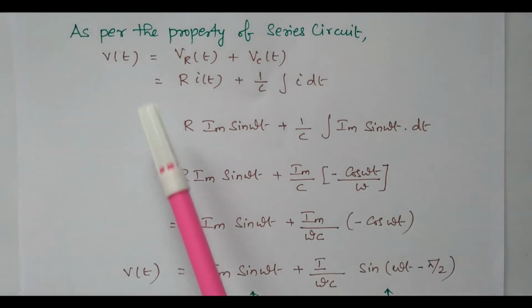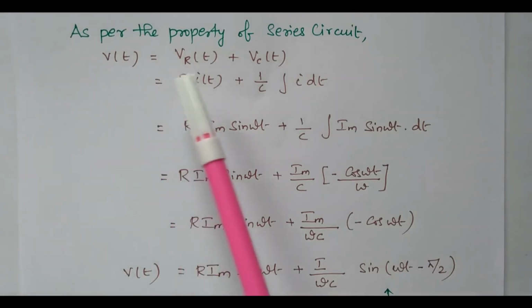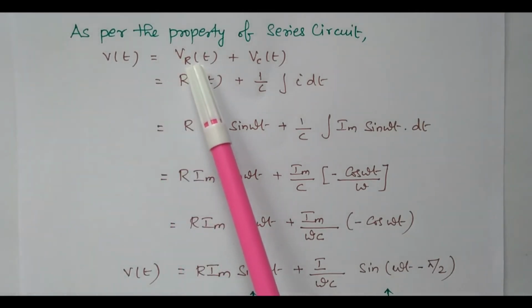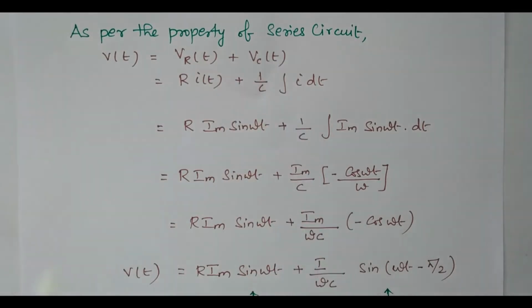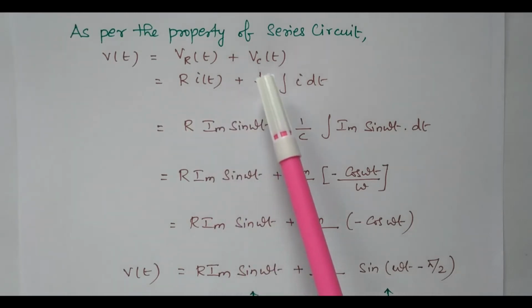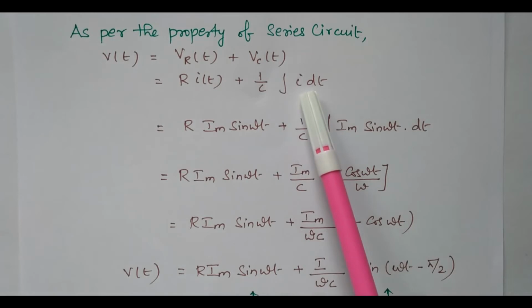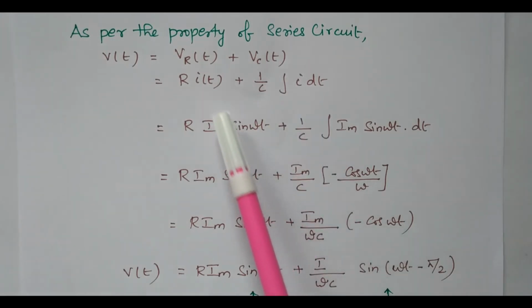So because of the series circuit, the applied voltage can be written as the voltage drop across the resistor plus the voltage drop across the capacitor. This is one more analysis in order to get the angle between applied voltage and current. So VR is nothing but R into I of t, V equal to IR. The voltage drop across the capacitor is 1 by C integral I dt. So the formula is available. What is I of t?